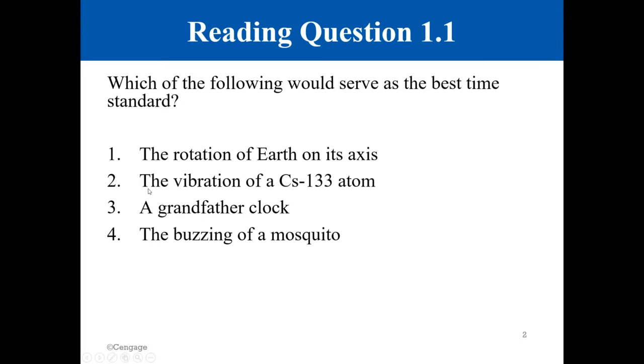The one unit that is fixed wherever we are is number 2, the vibration of a cesium-133 atom. This is fixed. No matter where you try to check the period of this vibration, it will always be the same. So we use this as a reference when we measure time.